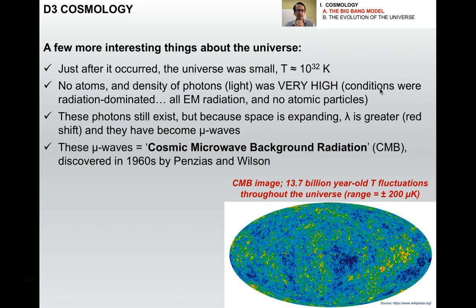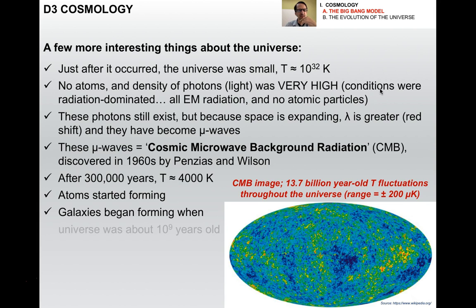Anywhere you look, there are microwaves, and it's thought now that these CMBs, the cosmic microwave background radiation, are actually the photons that existed towards the beginning of the universe, and their wavelengths have gotten greater, and they have physically become microwaves. Isn't that amazing? You need to know that for the IB, okay? Now, after about 300,000 years, the temperature cooled way down to about 4,000 Kelvin. At that point, atoms started forming. Galaxies began forming when the universe was about 1 billion years old.